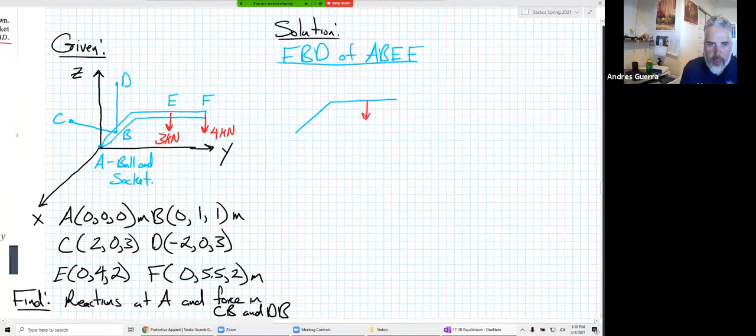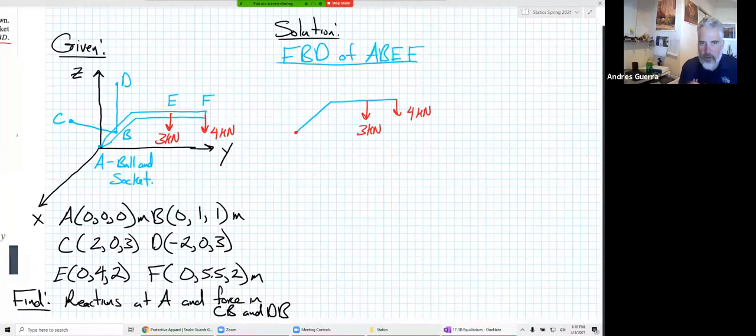Like we have our 3 kilonewton, that's right there. We have our 4 kilonewton, that's right there. Now at A, what does a ball and socket allow? It allows rotation. It doesn't prohibit rotation. Does it allow translation though? No, it's not allowed to move in the X, the Y, or the Z.